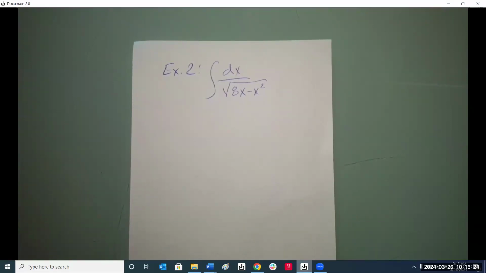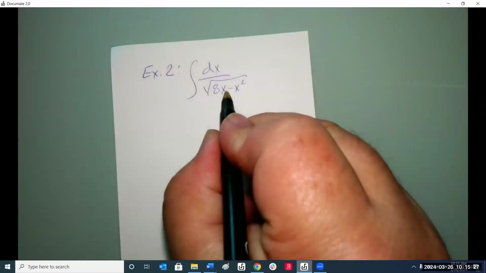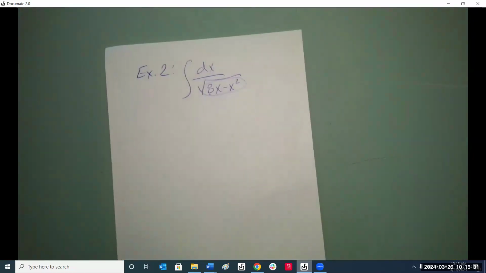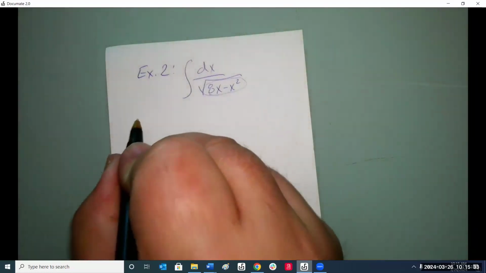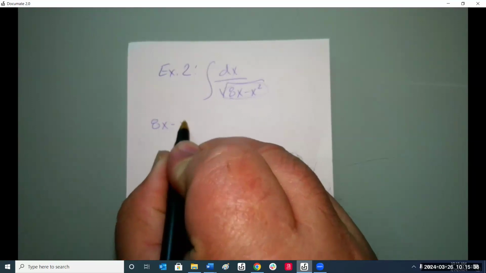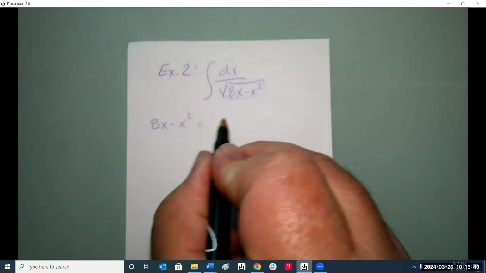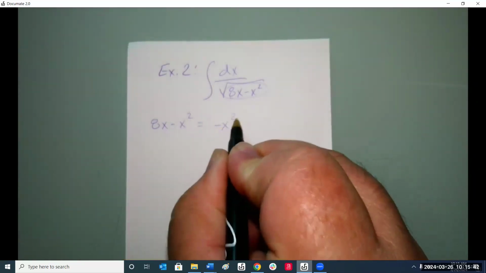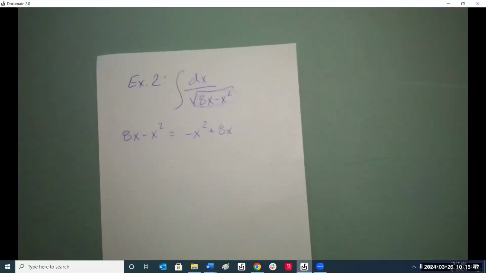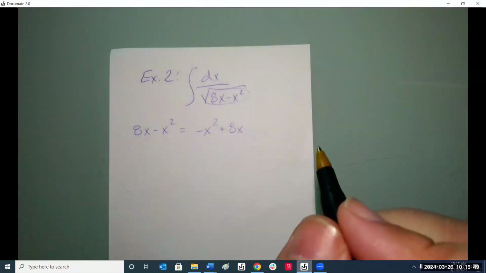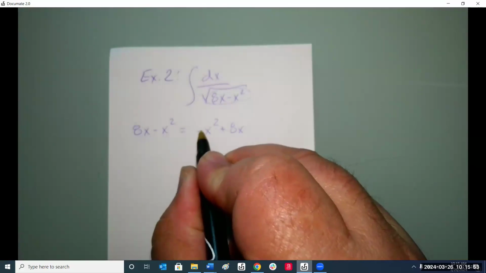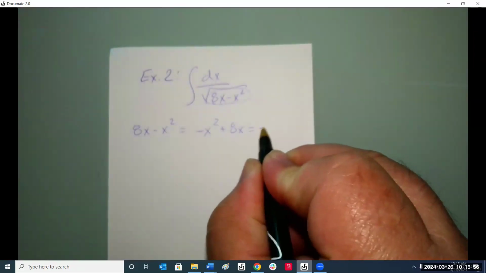All right, so here we're going to have to use complete the square. Why? Because we want to try to make this into a perfect square. So we have 8x minus x squared. Rewriting this because it's quadratic. To complete the square in algebra, we have to make sure that the leading coefficient is positive 1. So we factor out the negative.